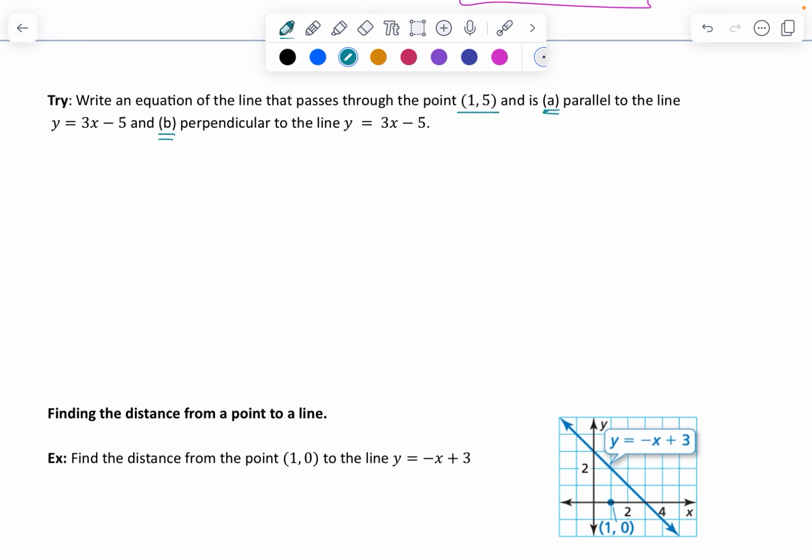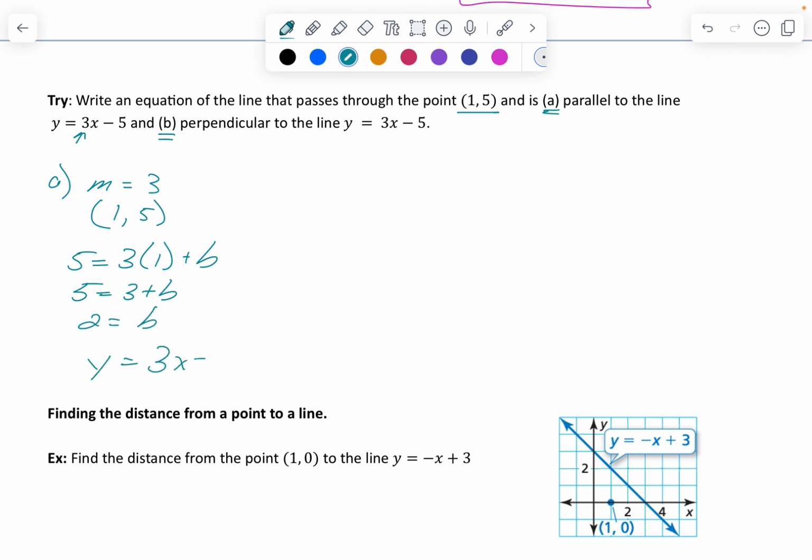Okay, so first of all, parallel. It's going to have the same slope. So for A, we know slope is 3, and we have the point 1, 5. So we're going to say 5 equals 3 times 1 plus b. 5 equals 3 plus b. 2 equals b. So for part A, we have y equals 3x plus 2.